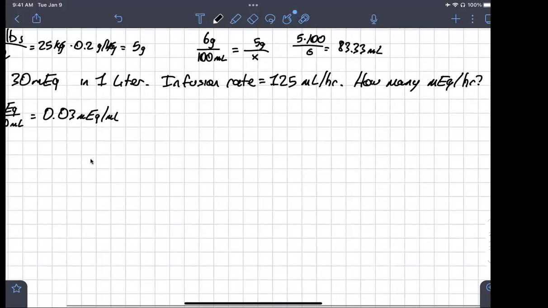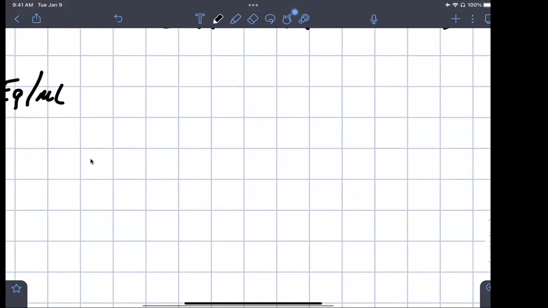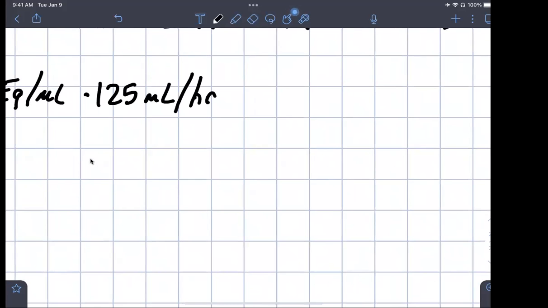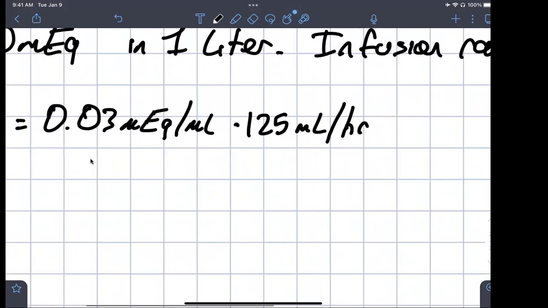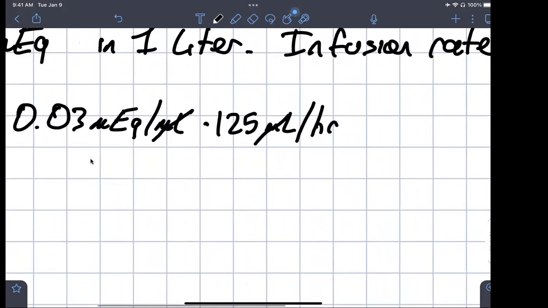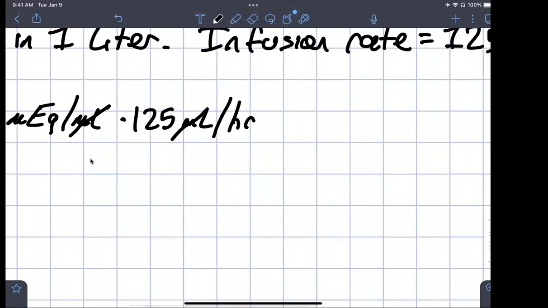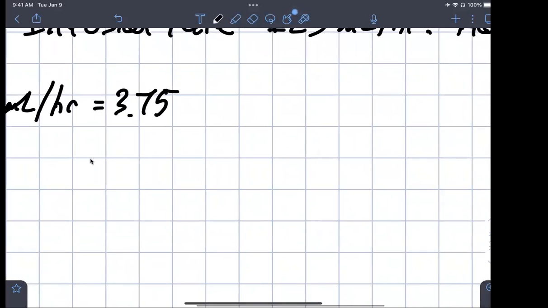Okay, we know we're pushing it at 125 mils per hour. Okay, and if you know anything about multiplying with similar units, those will cancel. So you're going to end up with milliequivalents per hour. And that is your answer.